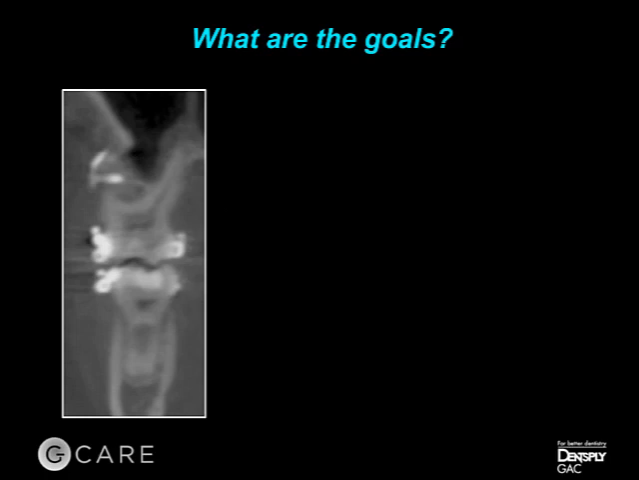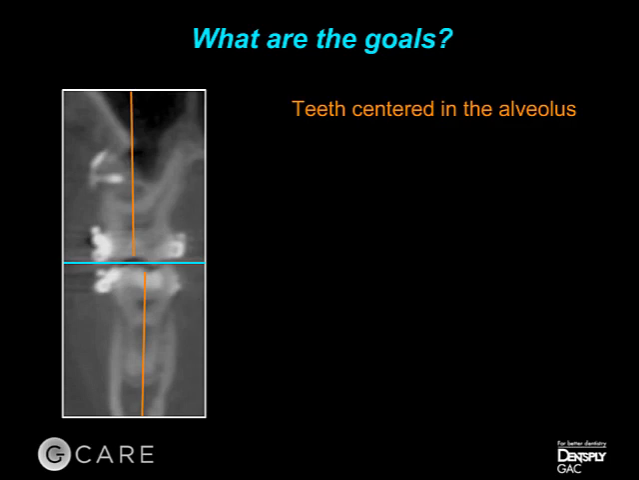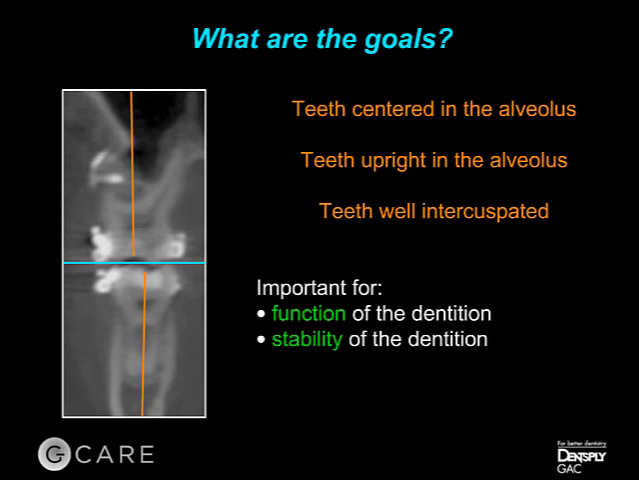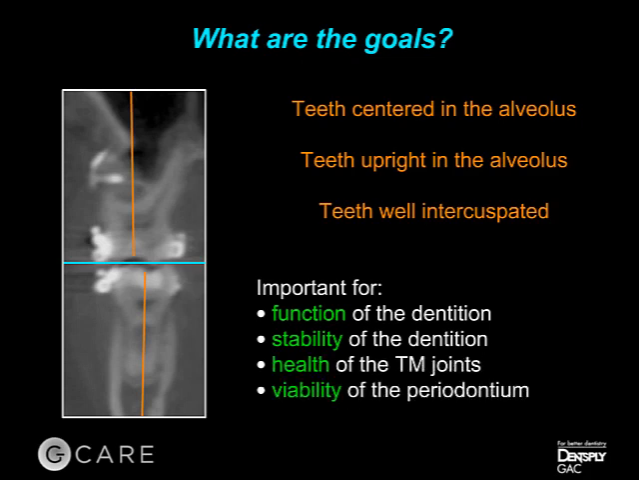So what are the goals? If I'm looking at this cross-sectional cut, what are we looking at? Well, to me, this is basically the ideal objective for the posterior dental relationships in a final result. So the teeth are centered in the alveolus, teeth are upright in the alveolus, and also they're well intercuspated. So these are our three goals for what we want to achieve. And for me, this is important for the function of the dentition, stability of the dentition, because teeth that are well intercuspated and interlocked help to stabilize themselves, health of the joints, and viability of the periodontium.